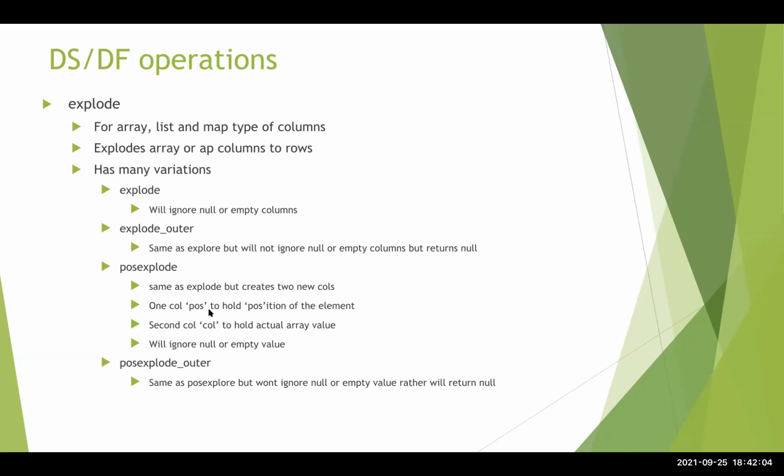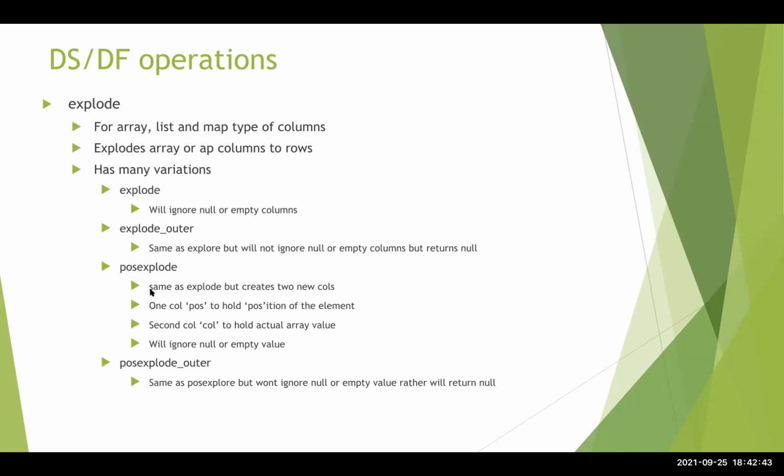Then posexplode is the same as explode, but creates two new columns. One column, pos, holds the position of the element. Let's say you have an integer array 1, 2, 3, 4, 5. You have a record in your dataset with some normal columns, string or integer, and also one array column, 1, 2, 3, 4, 5. When you explode, it will explode that row into 5 rows. Every column value will remain the same, except for the array column, whose values for these rows will be 1, 2, 3, 4, 5.